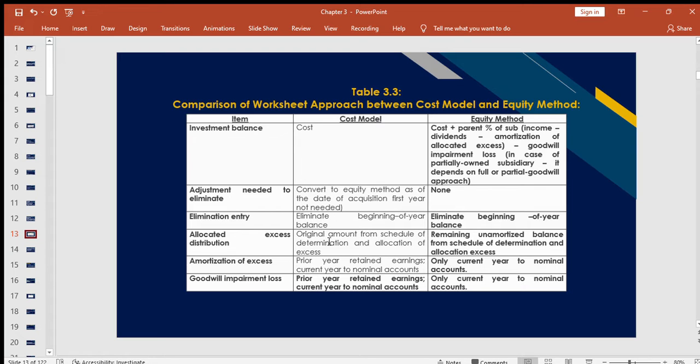So, elimination entry. Eliminate the beginning of the year balances and allocated excess distribution. So, original amount from the schedule. Then, for equity method, we have the remaining unamortized balance. Amortization of excess: for prior year, retained earnings, current year, then only current year to nominal account. And lastly, for goodwill impairment, prior retained earnings, only current year to nominal accounts.